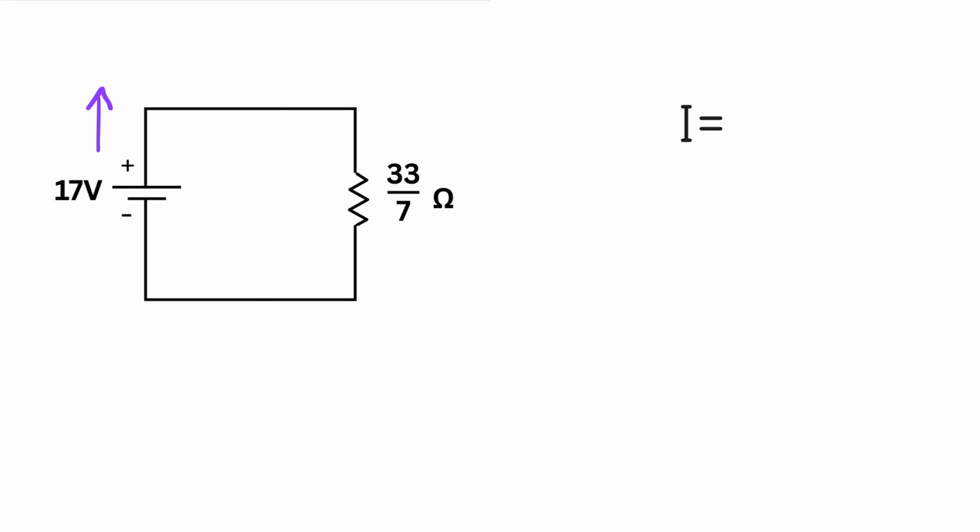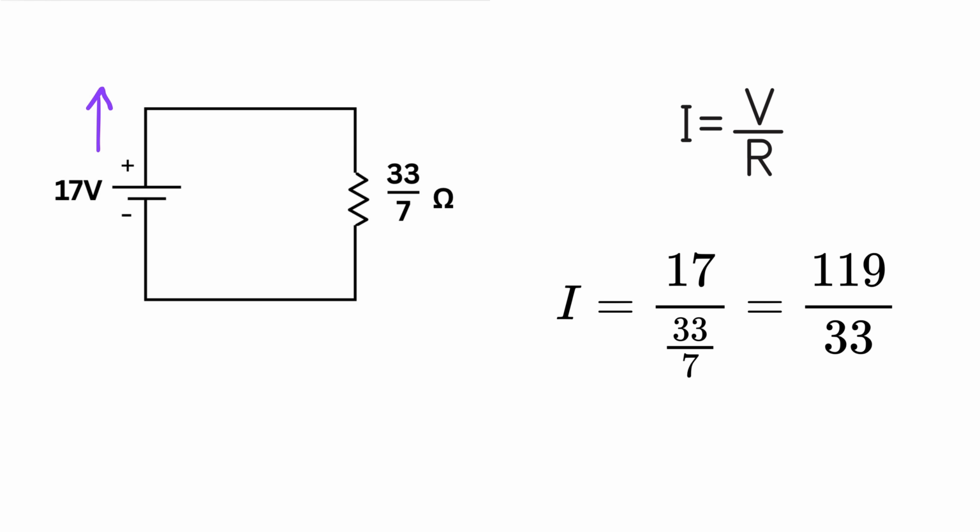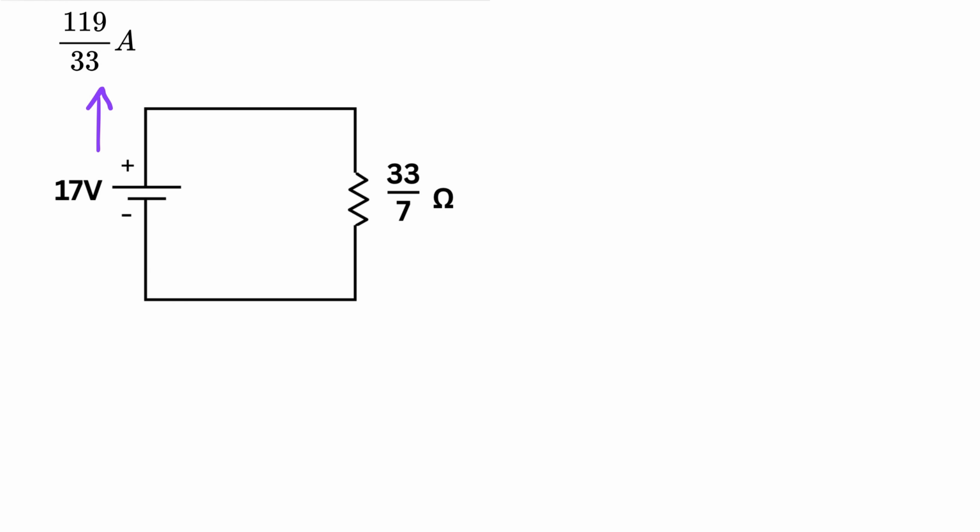So the total current flowing through this 17 volts battery is V by R, or 17 over 33 by 7, which is 119 over 33. Great.